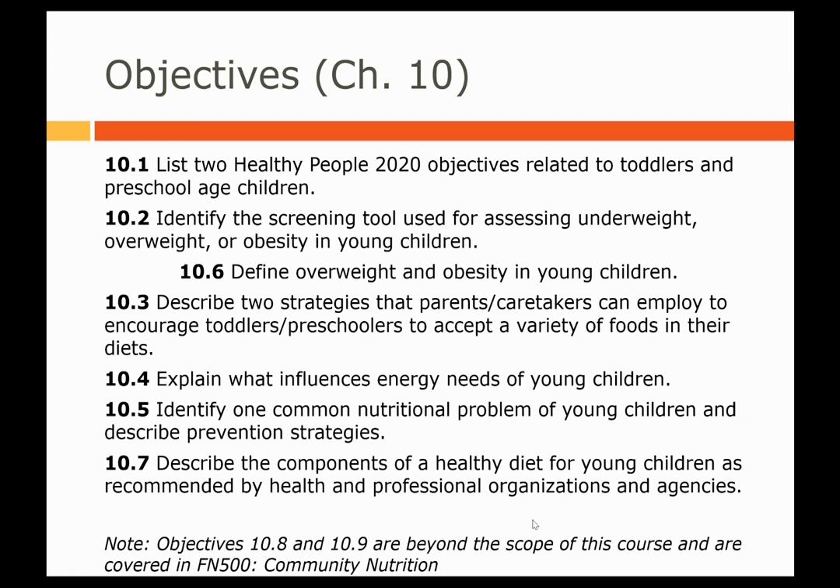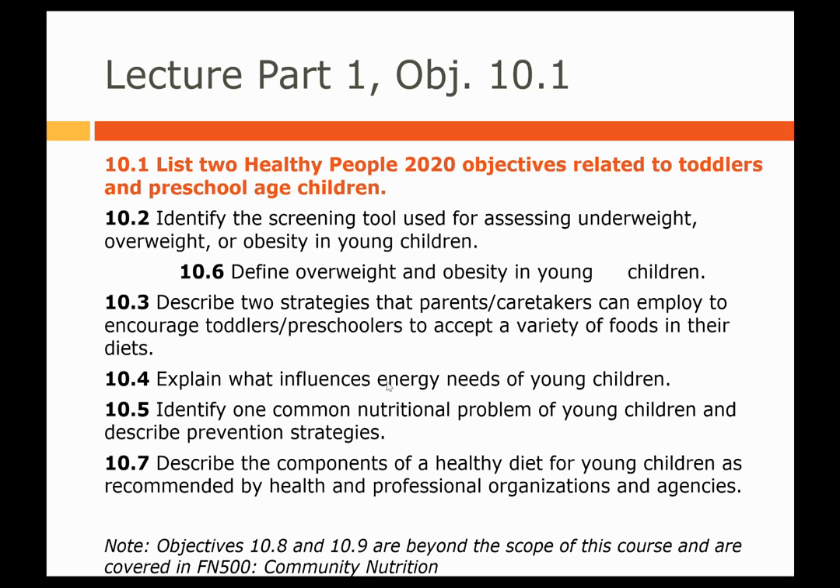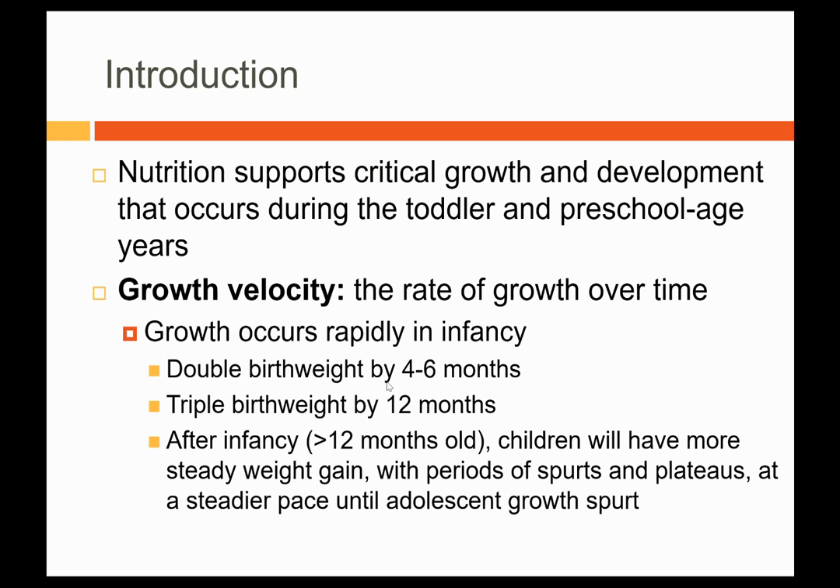So for the objectives from Chapter 10, we'll cover the ones that are listed. In this part of the lecture, Part 1, I'm going to record this lecture in multiple parts to help your learning so that you can listen in shorter intervals at your convenience. For this lecture, we are going to cover the objective to list 2 Healthy People 2020 objectives related to toddlers and preschool age children. So after this lecture, you'll be able to list at least 2 Healthy People 2020 objectives for early childhood.